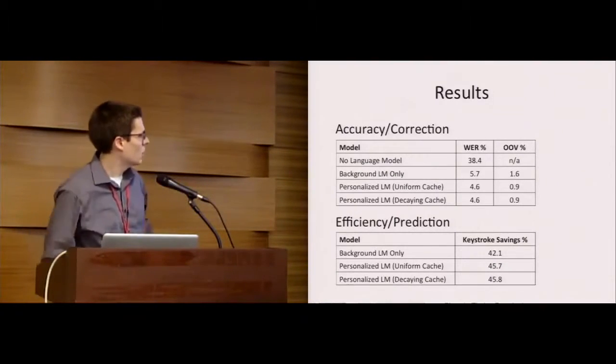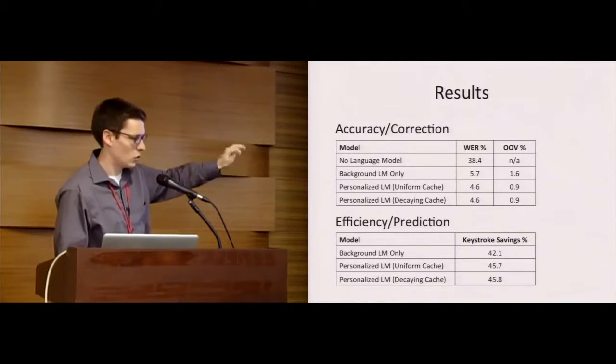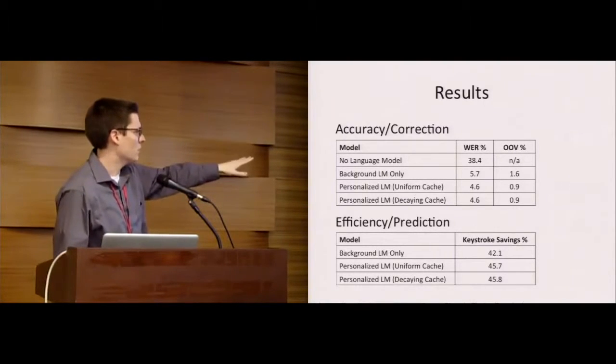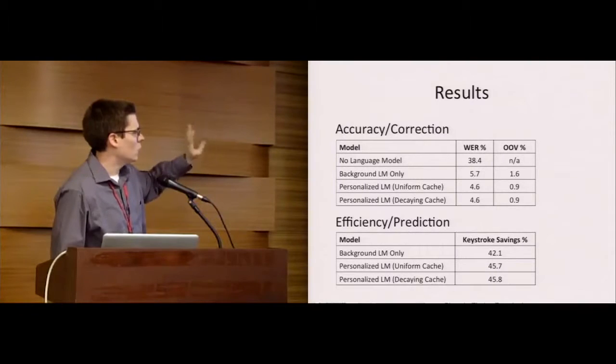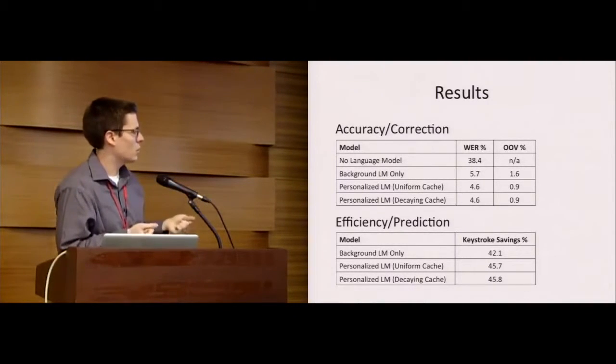So here are our results. If you didn't have any model, so you can find out what happens if you turn off autocorrect on your phone, you get a high error rate. It's about 38%. Just doing this basic spatial and language model combination gets you all the way down to 5.7% error rate. So it's a nice big jump there.